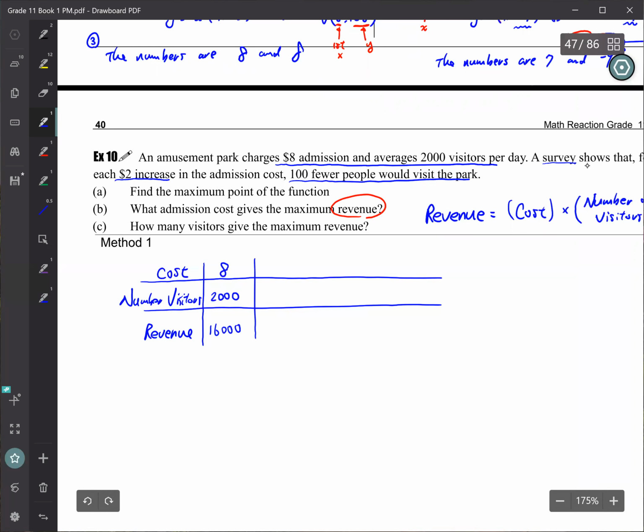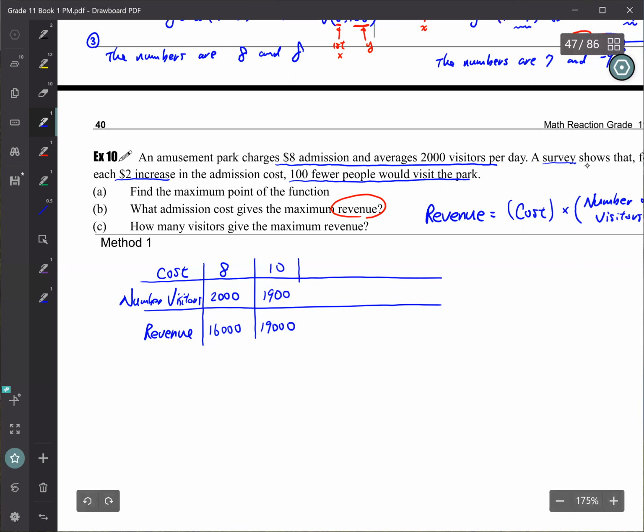Okay, so let's say we increase the price one time, okay? Increase one time. So what will be the cost now, Harry? $10. Yep, $10. And number of visitors? 1,900. Yeah, visitors, right? So if you multiply, it will be 19,000. So you can see that it's a good idea to raise the price a bit, right? Even though you lose customers, you're making more, right? 19,000 instead of 16,000. Okay.